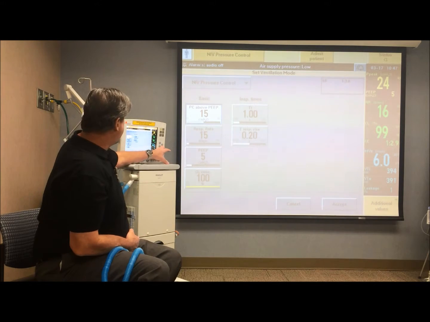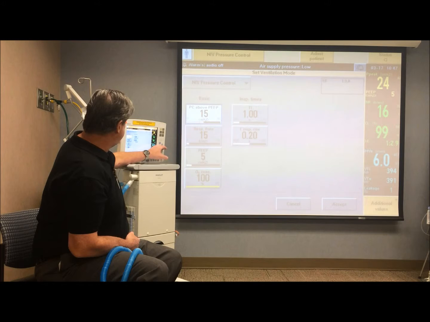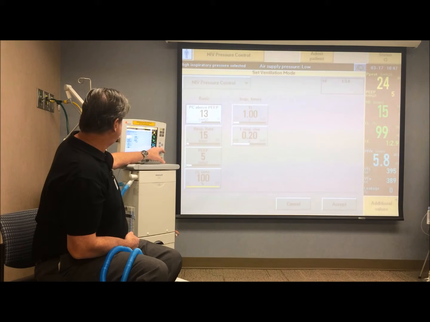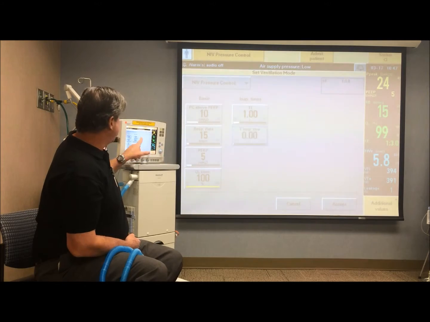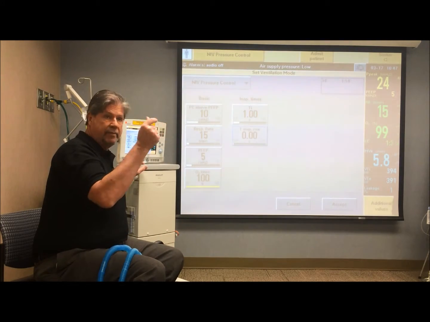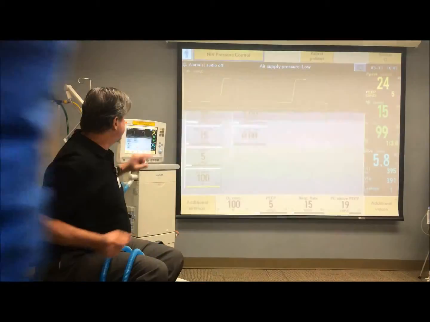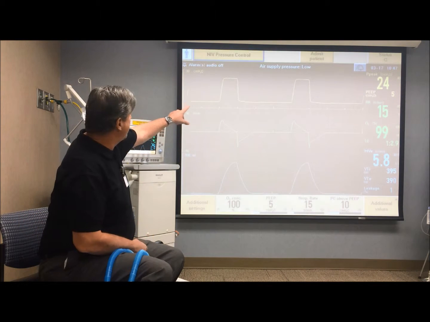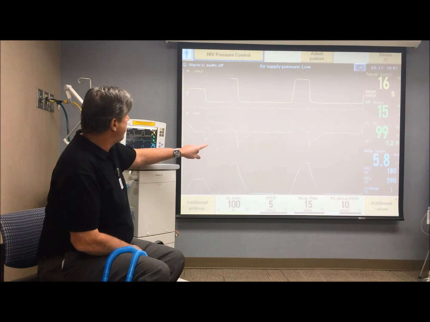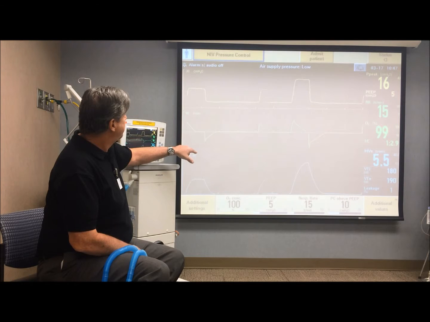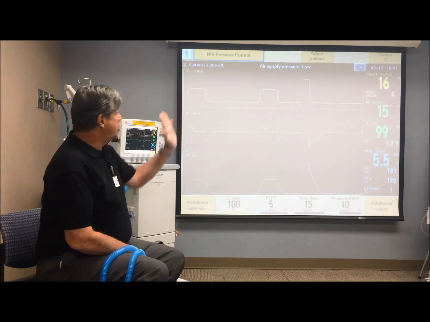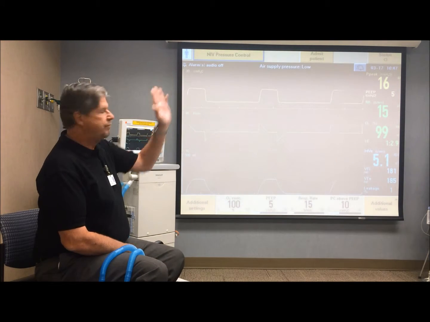Okay? Now, let's leave it at 10. If I set it at 0, it's going to get there just like that. So that means when you look at the pressure waveform, the pressure curve goes straight up, okay?